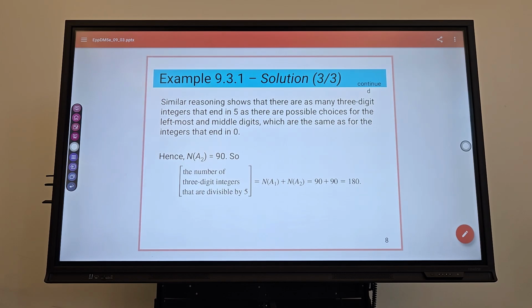Similar reasoning shows that there are as many 3-digit integers that end in 5 as there are possible choices for the leftmost and middle digits, which are the same as for the integers that end in 0. So n of A sub 2 equals 90, which leads us to the number of 3-digit integers that are divisible by 5 is equal to 180.